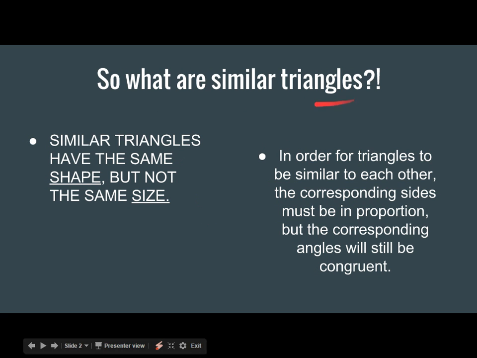So what are similar triangles? Similar triangles have the same shape, but not the same size. In order for triangles to be similar to each other, the corresponding sides must be in proportion, and the corresponding angles have to be congruent.